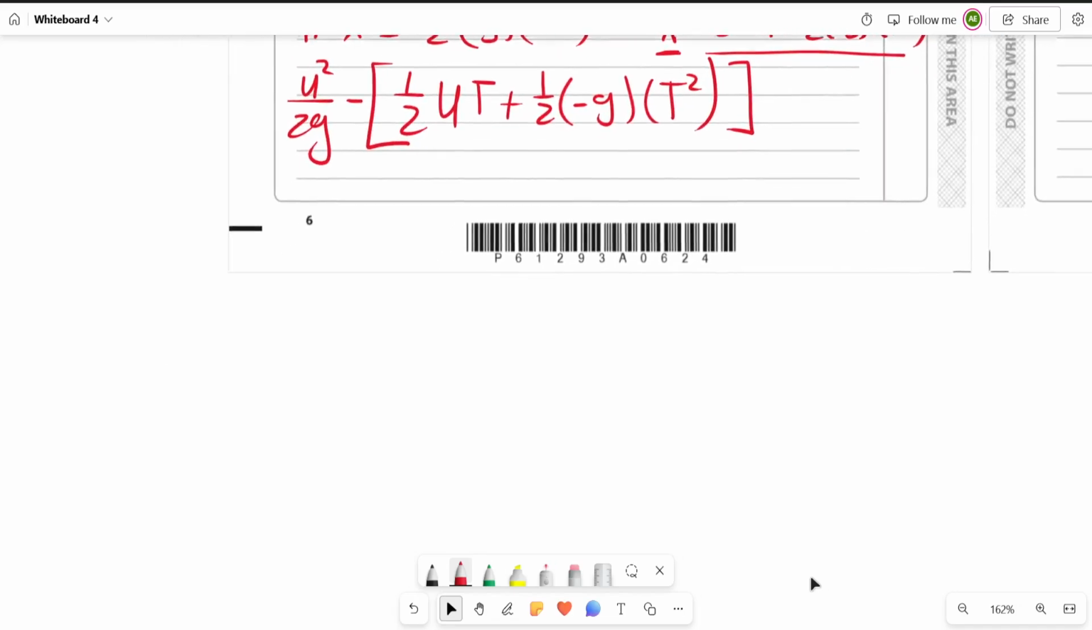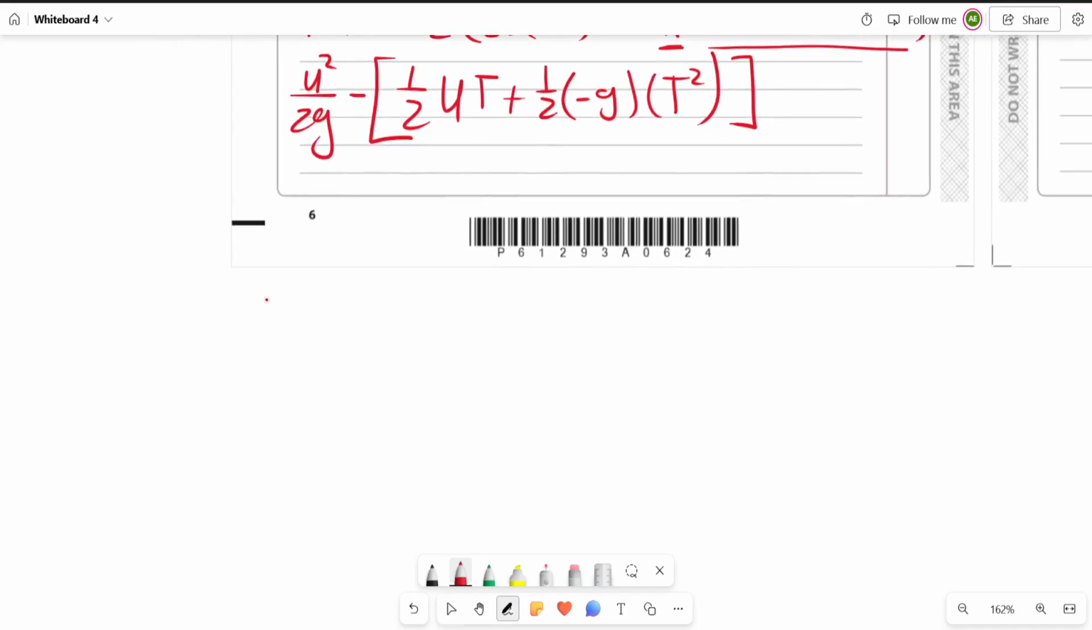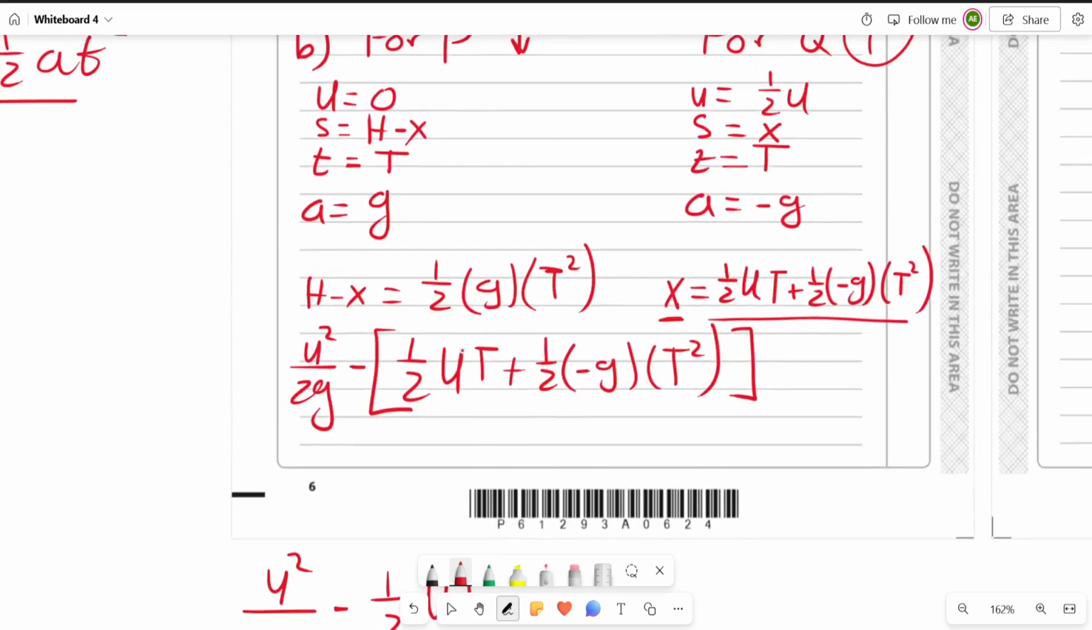Okay, let's solve over here. So this is going to be u squared over 2g. Let's spread the minus inside. It's going to be minus half u t. Oh, okay, so this whole thing is h minus x. I forgot to do the equal sign, so we need to do the equal sign equals this part, which is going to be half g t squared.